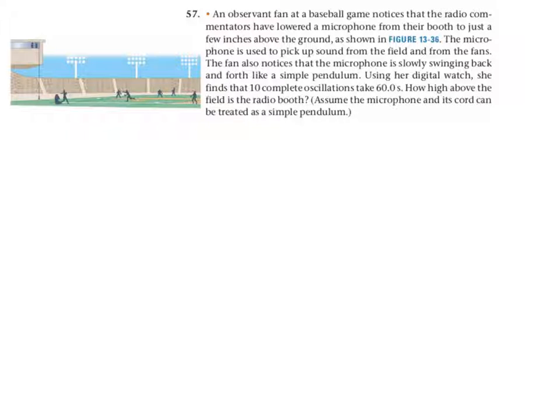Chapter 13, Number 57. An observant fan at a baseball game notices that the radio commentators have lowered a microphone from their booth to just a few inches above the ground, as shown in the figure. The microphone is used to pick up sound from the field and from the team, and from the fans. The observant fan also notices that the microphone is slowly swinging back and forth like a simple pendulum.